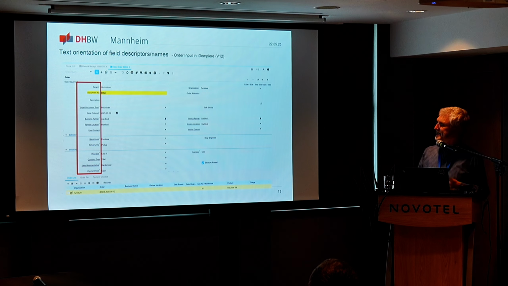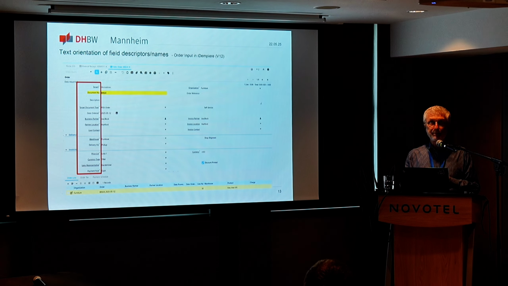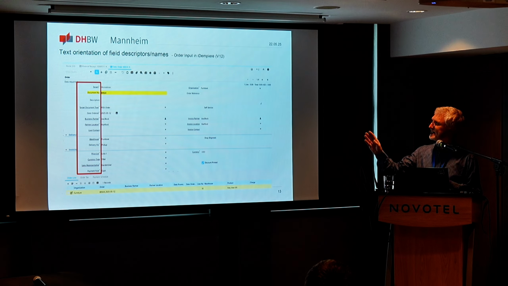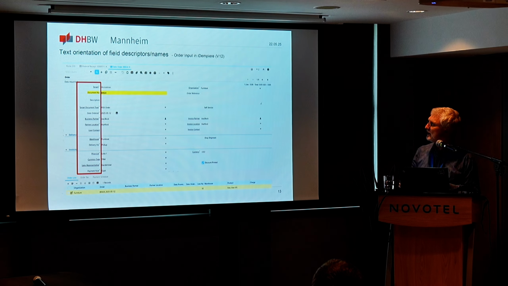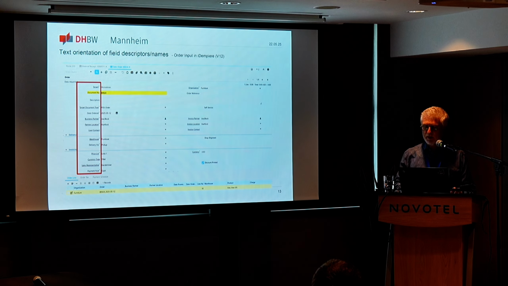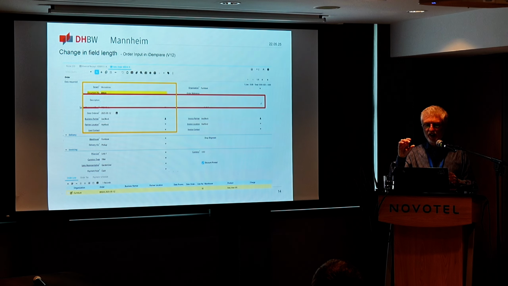It's the text orientation. It seems to be a small thing, but when you are looking for certain fields, it looks nice, but you always have to go around and find the things. All other systems we looked at, all four, have it aligned on the left side.